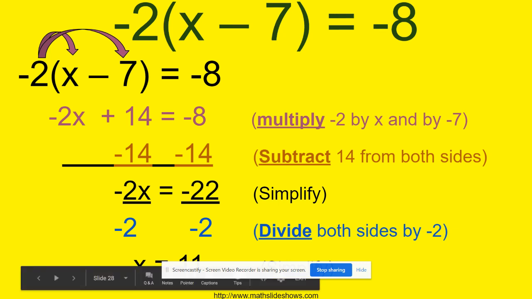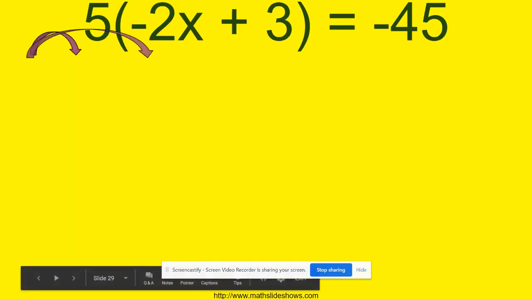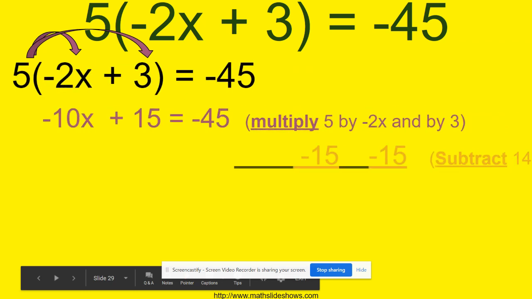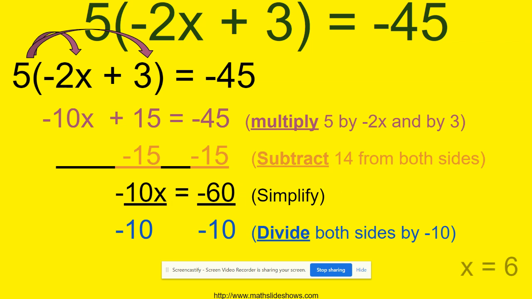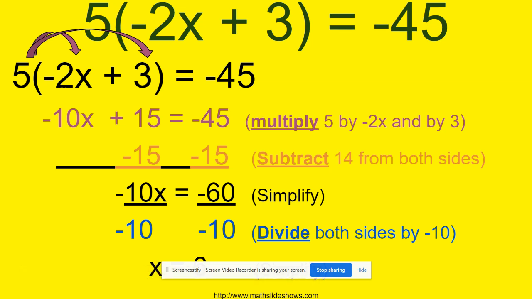Sorry, that's kind of covered up down there, but you can see it in the notes that I'm going to attach. One more. All right, so 5 times the quantity of negative 2x plus 3 equals negative 45. Let's look at what happened here. So remember that 5, that leading coefficient there, I'm going to multiply the 5 times negative 2x. And then I'm going to multiply the 5 times 3. Don't forget, you have to do both of them. So 5 times negative 2x is negative 10x. 5 times 3 is 15. And then bring down my negative 45.